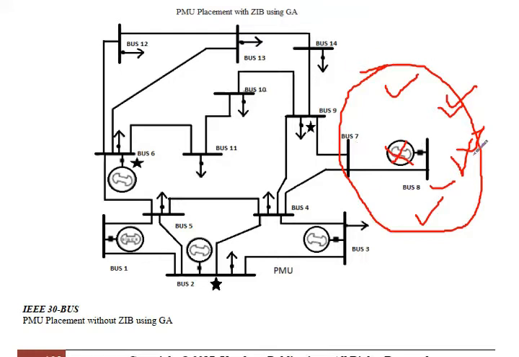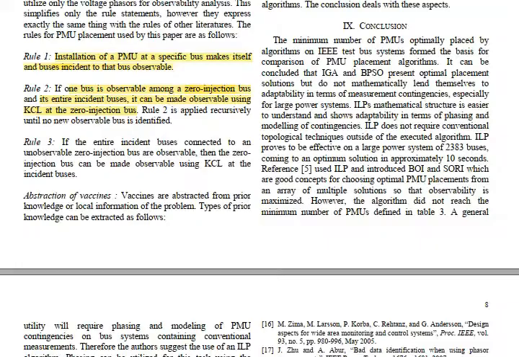So among all these zero injection buses, if one bus is observable, then all the buses will be observable. So that's the second rule. The third rule: if all incident buses connected to an unobservable zero injection bus are observable, then the zero injection bus can be made observable.